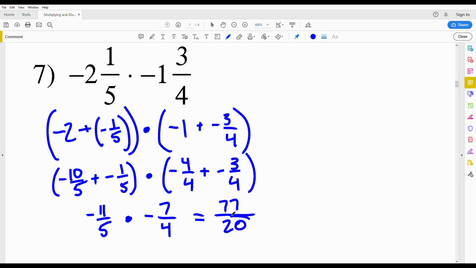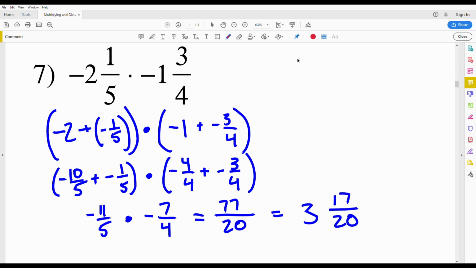So we need to see how many times does 20 go into 77. Now, I can do this in my head because we have 20, 40, 60, 80 would be over that. So 20 goes into 77 3 times with a remainder of, well, 20 times 3 would be 60. In order to go from 60 to 77, we add 17. So this would be equal to a positive 3 and 17/20.